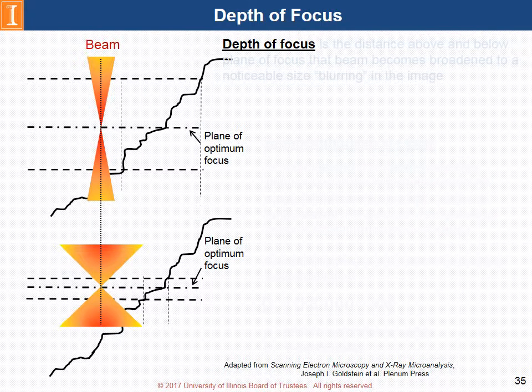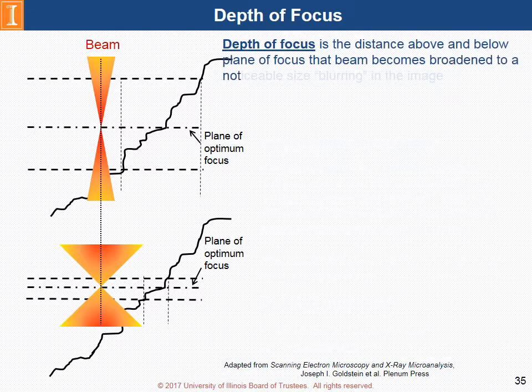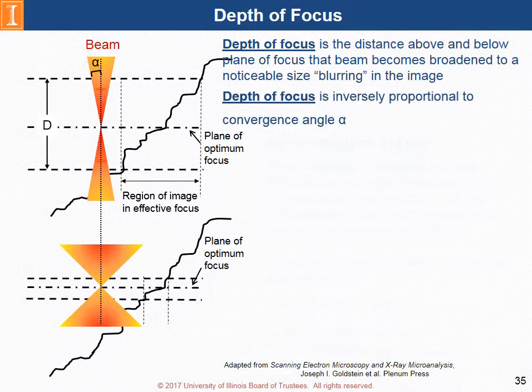Before we get to the objective lens, let's first take a look at the concept of depth of focus. Depth of focus is the distance above and below the plane of focus that the beam becomes broadened to a noticeable size, blurring the image. Depth of focus is inversely proportional to convergence angle alpha.